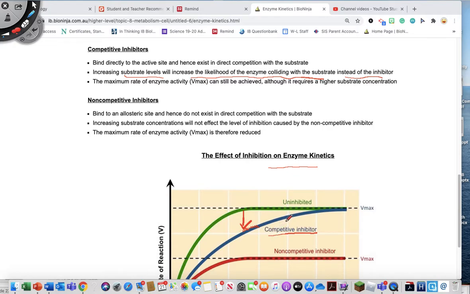But if you keep adding substrate, you have a good chance that that substrate is going to be able to attach to an enzyme at one point or another instead of an inhibitor. So the maximum rate of the enzyme activity, or Vmax, is still going to be reached, right? It can still be achieved, although it requires a higher substrate concentration, and it's also going to require a little bit more time.